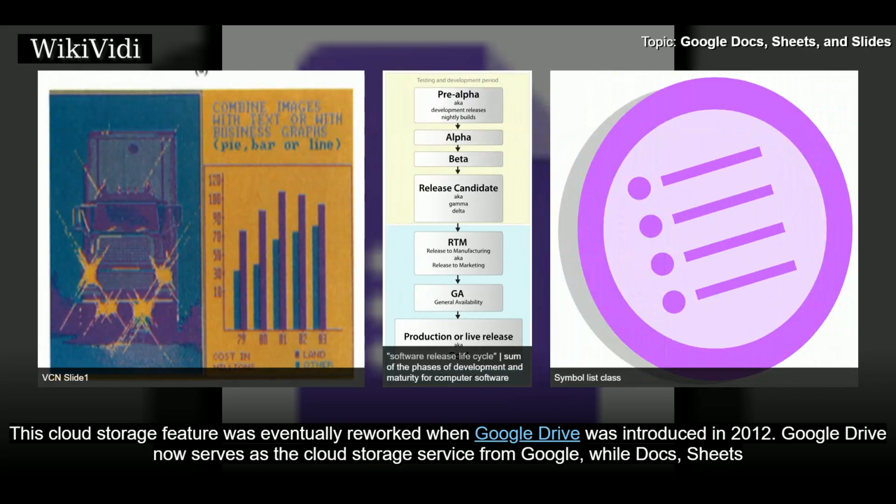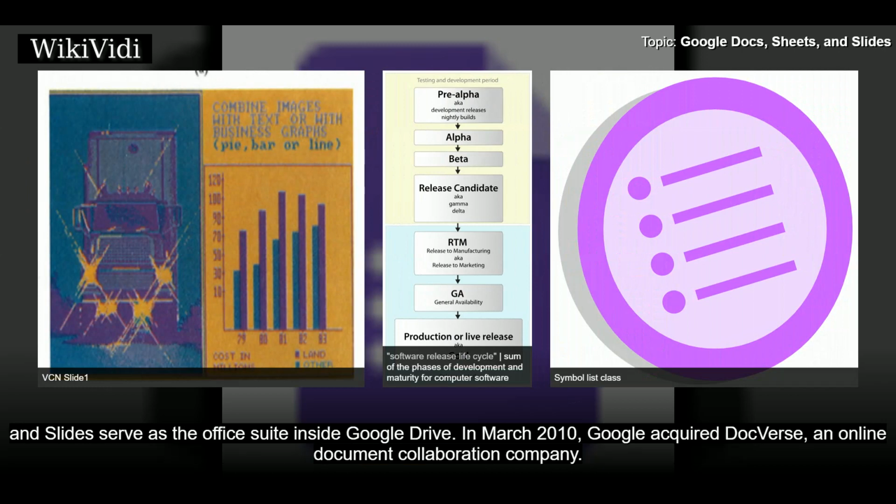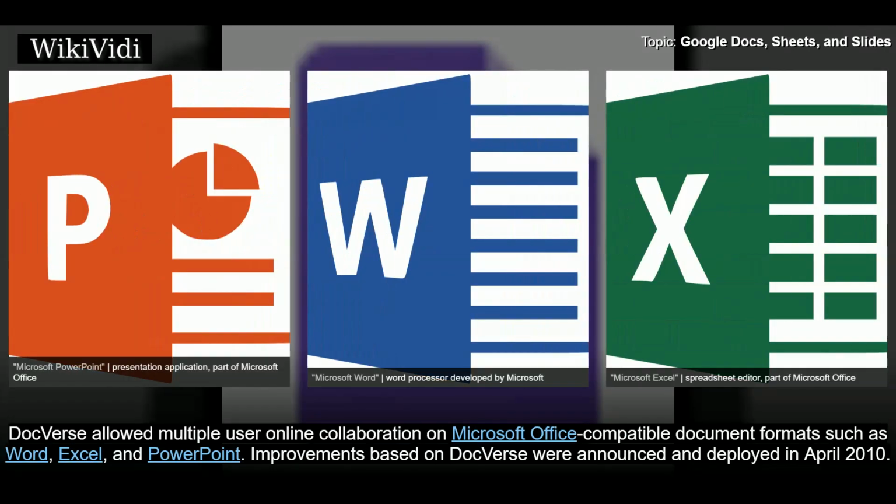This cloud storage feature was eventually reworked when Google Drive was introduced in 2012. Google Drive now serves as the cloud storage service from Google, while Docs, Sheets, and Slides serve as the Office suite inside Google Drive. In March 2010, Google acquired Docverse, an online document collaboration company. Docverse allowed multiple user online collaboration on Microsoft Office-compatible document formats such as Word, Excel, and PowerPoint. Improvements based on Docverse were announced and deployed in April 2010.